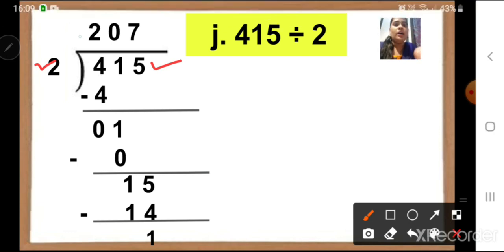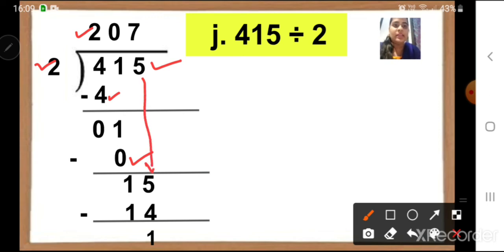2 2's are 4. Right? Then we have to subtract. 4 minus 4 is 0. Children, the next step is to take the next number down from the dividend, which is 1. Okay. Now 1 is smaller than our divisor, number 2. In this case, we have to put 0 in the quotient or carry 0 in the quotient, correct? So 2 zeros are 0, we have to write. Then we will subtract. 1 minus 0 is equal to 1.